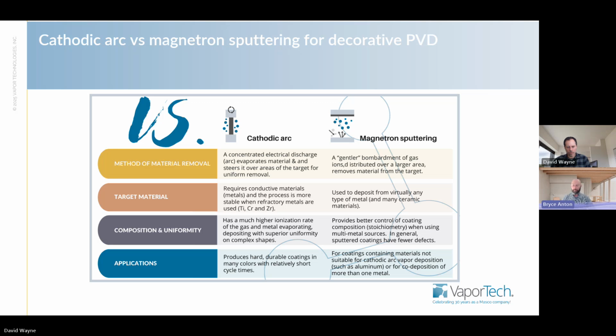Composition tends to be a little easier to control with our cathodic arc because of that ionization, and the uniformity has a little bit better throw because of that energy level as well. But application-wise, it really depends on what color you're trying to achieve and what type of substrate you're trying to apply it to. We have certain colors that work better with sputtering, some that work better with cathodic arc, and some we can do with both. So it really is a conversation about understanding the end use, what properties are needed, and what material you need to apply the coating on, and then we can direct you to the right technology.